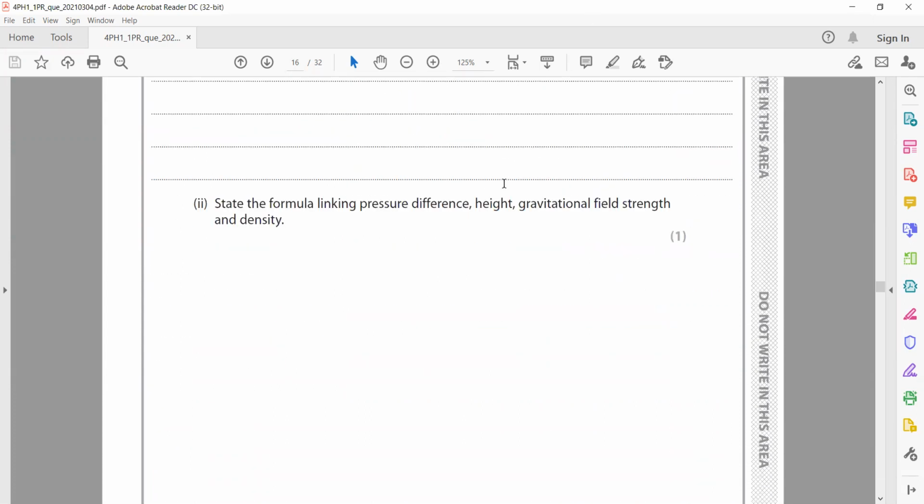State the formula linking pressure difference, height and depth. So pressure is equal to density, gravity and depth, rho g h.